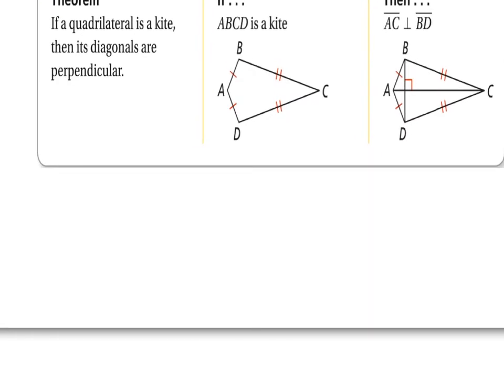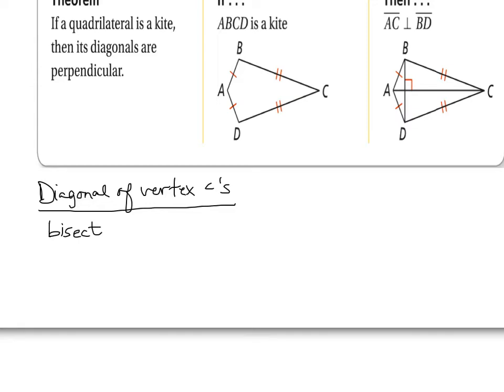is that the diagonals of the vertex angles, they bisect the vertex angles. Okay? So in other words, in this case, AC bisects angle A and angle C. Okay? So it bisects it.